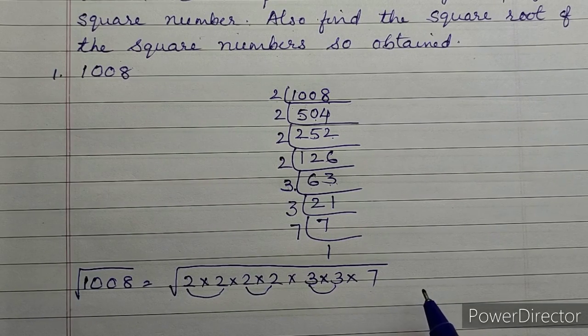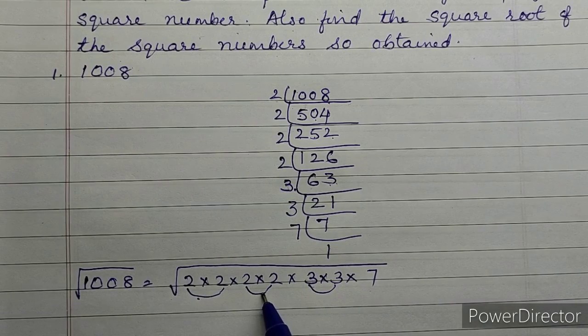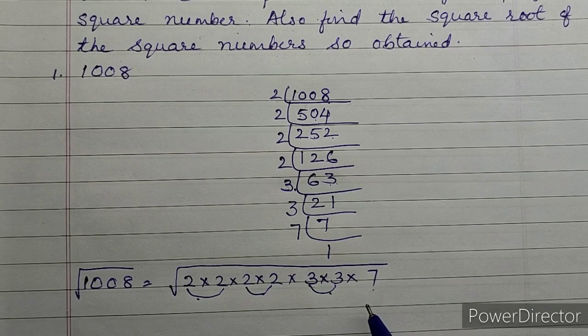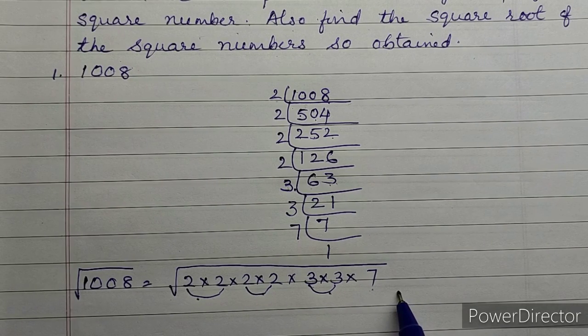It doesn't have any pair. 2 is having a pair, again 2 is having a pair, 3 also, two numbers are there. So pairing is done. There is no one more 7 to pair it. So if you multiply with one more 7, this number will become a perfect square number.